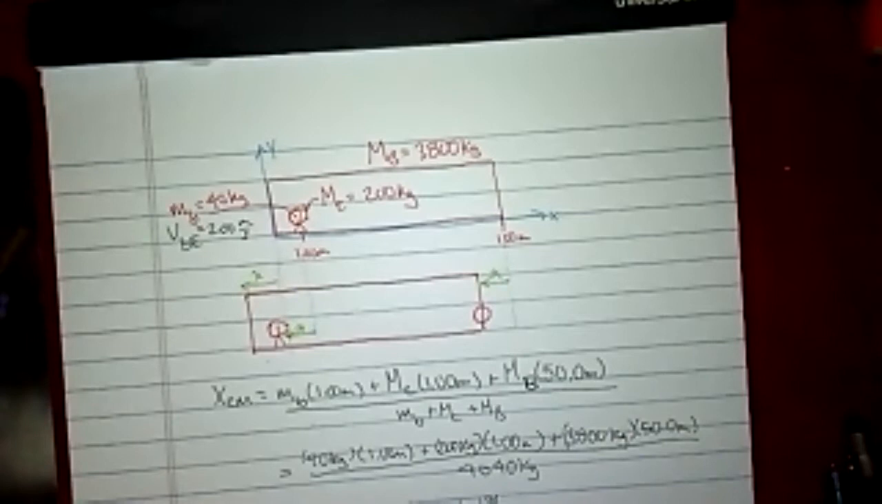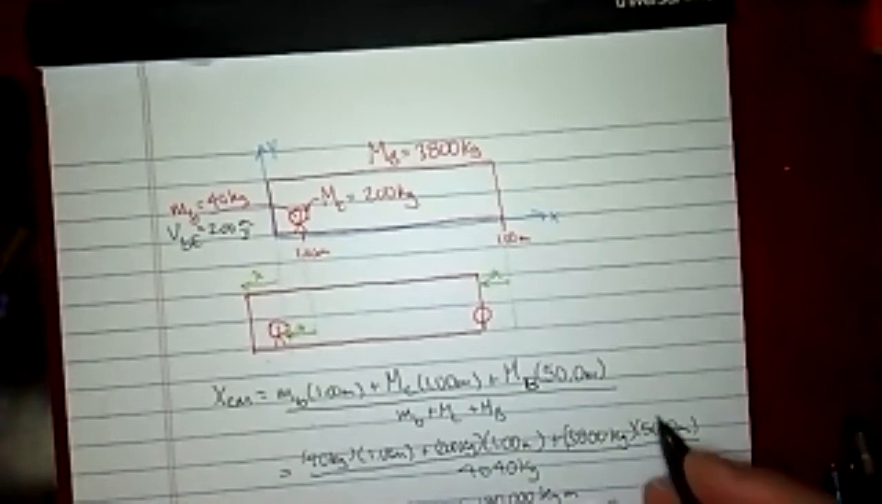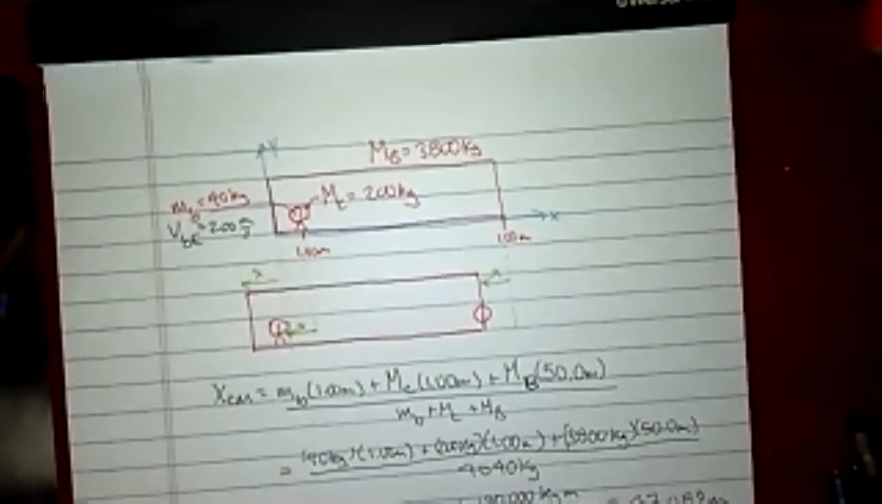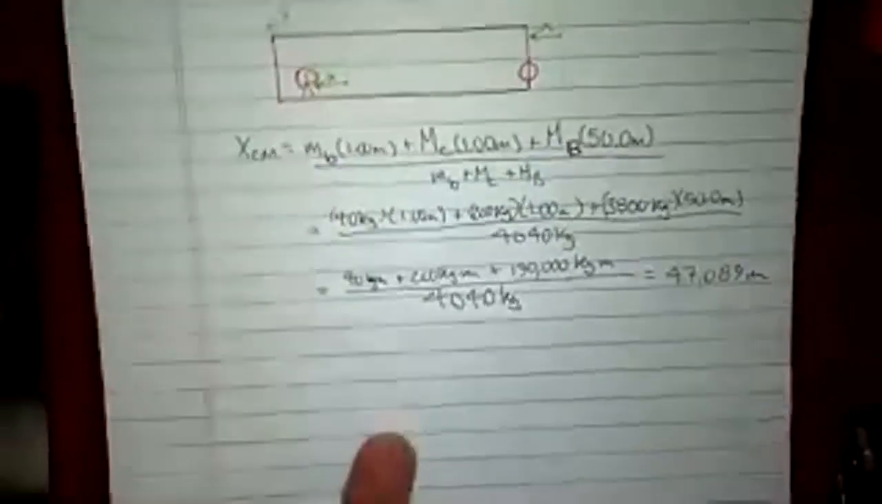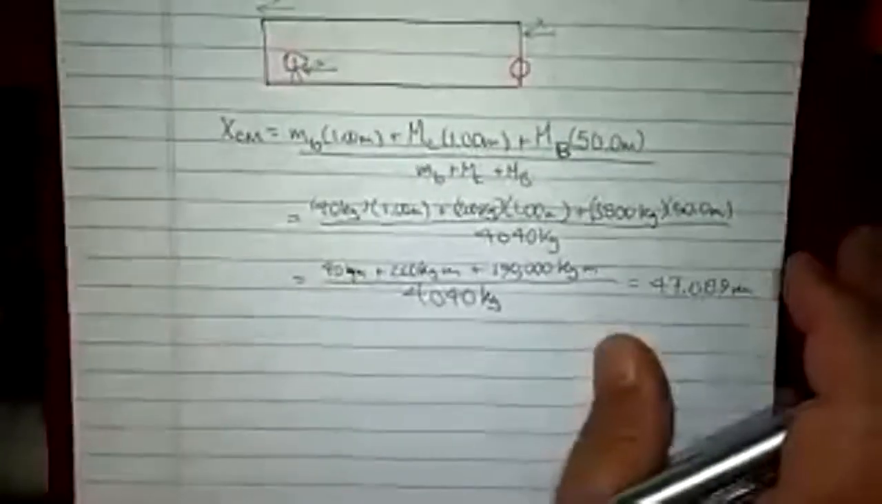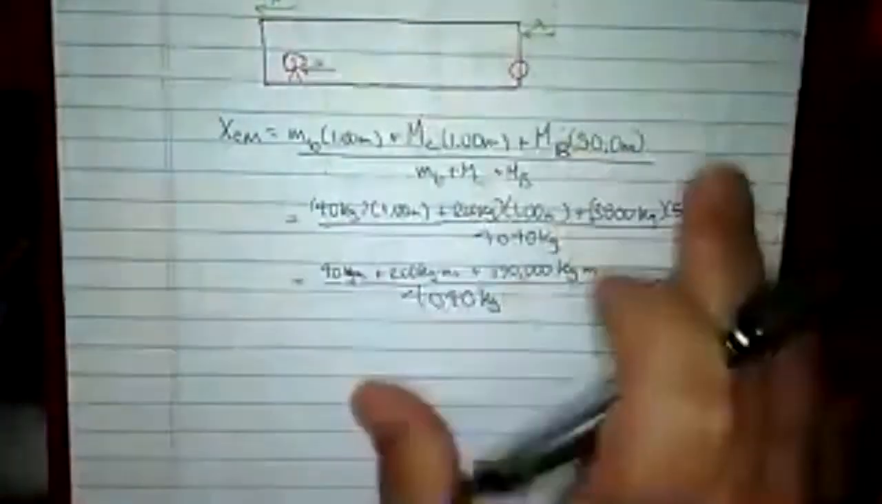So that'll be 190,000 kilogram meters, all divided by 4,040 kilograms. And that ultimately gives us that the center of mass is 47.089. I'm keeping extra sig figs for the usual reasons. Whenever you round things multiple times, you end up getting errors that build up. So that's roughly where the center of mass is before the cannonball is fired.